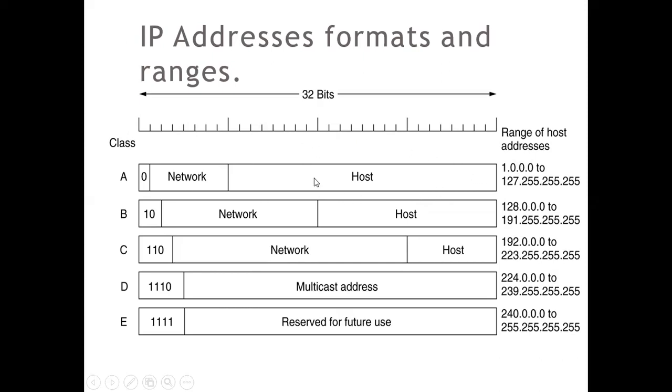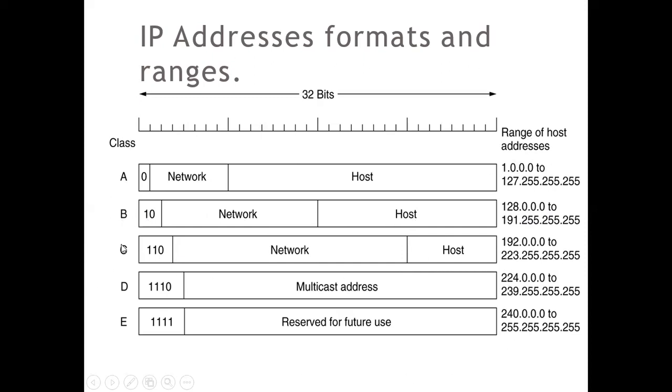Yes. And in a similar way for class B, this is 16 bits for network ID and 16 bits for host ID. Out of these 16 bits, the 2 MSBs are reserved as 1 and 0. So now we can make the remaining 14 bits all 0s, we will get 128. And if all the host bits are 0, we will get 0.0. And if all are 1s, we will get this range. So in this way, these ranges are decided.